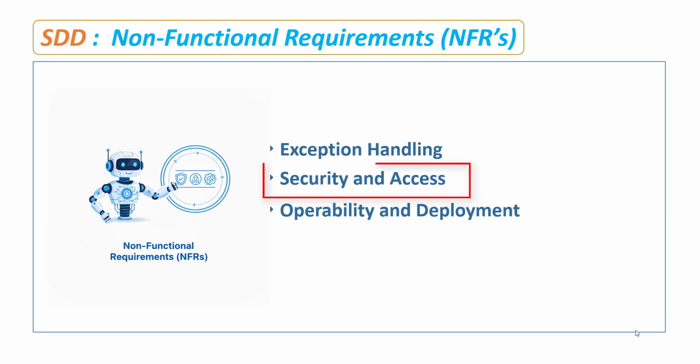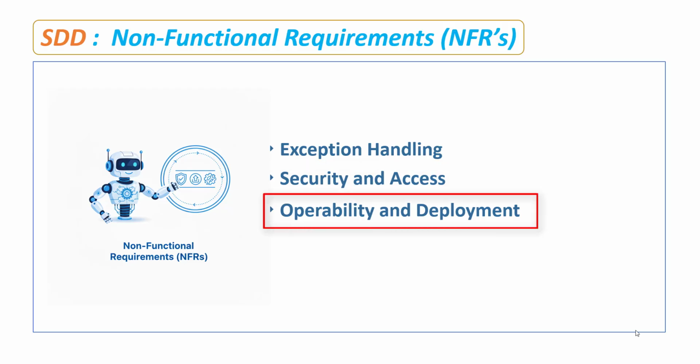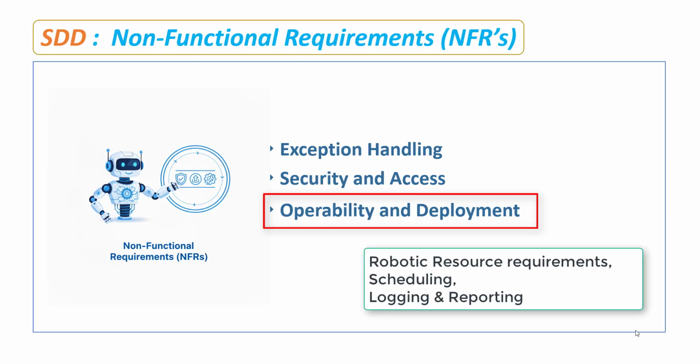Whereas security and access having the requirements for the robot access, such as user, roles, permissions, and any data security or privacy considerations. Coming to the operability and deployment section, under this again we are having three subsections such as robotic resource requirement, scheduling, logging and reporting. Under robotic resource requirement section, we will provide the estimated number of robot runtimes needed and the detail of the required hardware and software specifications.